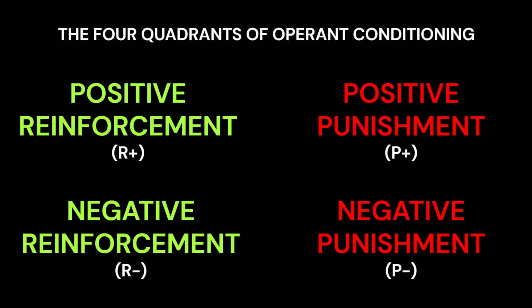Operant conditioning is a learning process that allows you to make behavior stronger or weaker based on the consequences that follow them. If an action produces a desirable outcome, the behavior increases. But if an action produces an undesirable outcome, the behavior decreases. That's all it is.